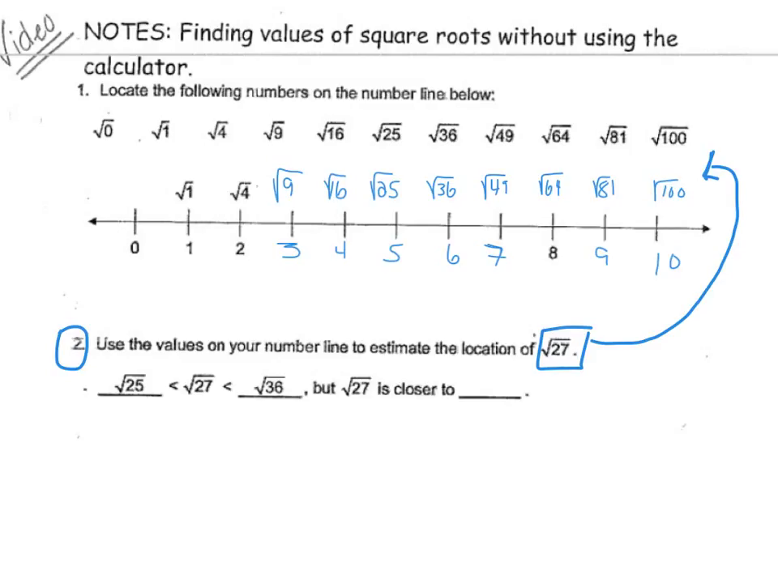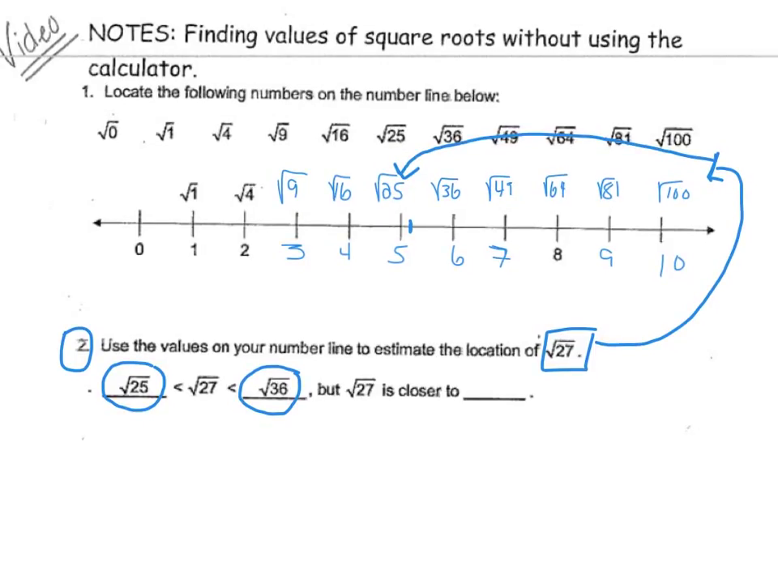All right, so if I look all the way down here, it would land a little bit past the square root of 25, but before the square root of 36. Okay, so it's between the square root of 25 and the square root of 36. Now, the second part says, but the square root of 27 is closer to, and we would fill in the square root of 25, because when you look at it on the number line, 27 is closer to 25 than it is to 36.